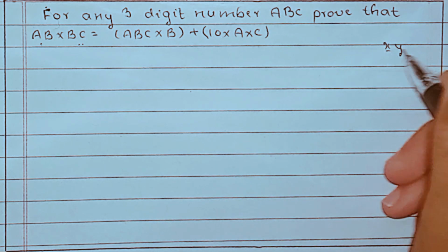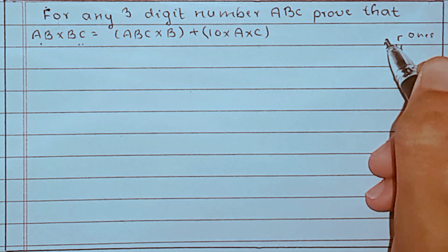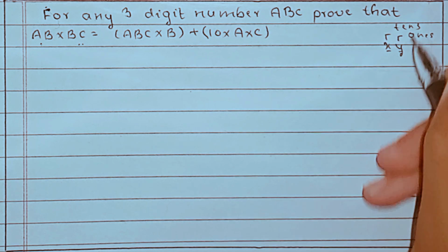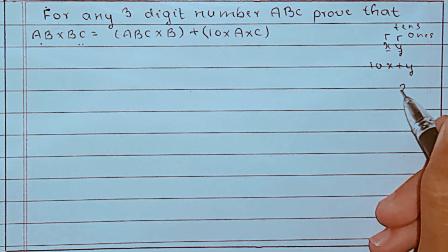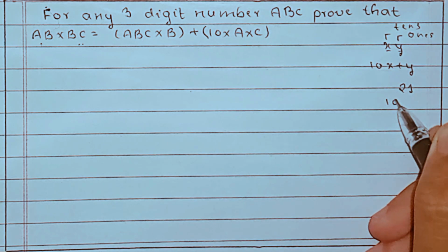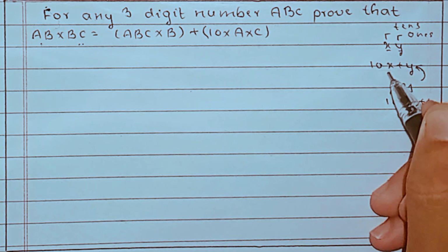So in this two-digit number, the place value of Y is ones and the place value of X is tens. So we can write it as 10X plus Y. For example, 21, which we can write as 10 into 2 plus 1, which is 21, and this is the same format as the question.